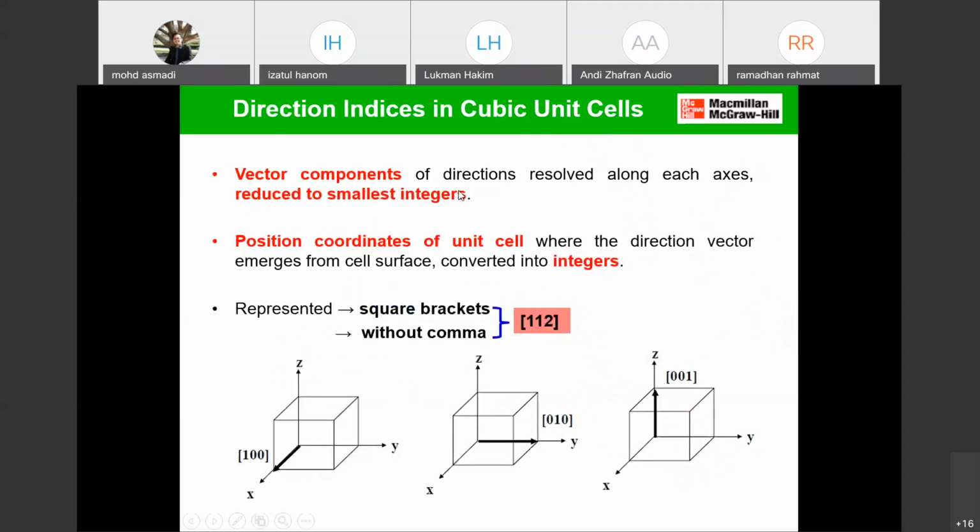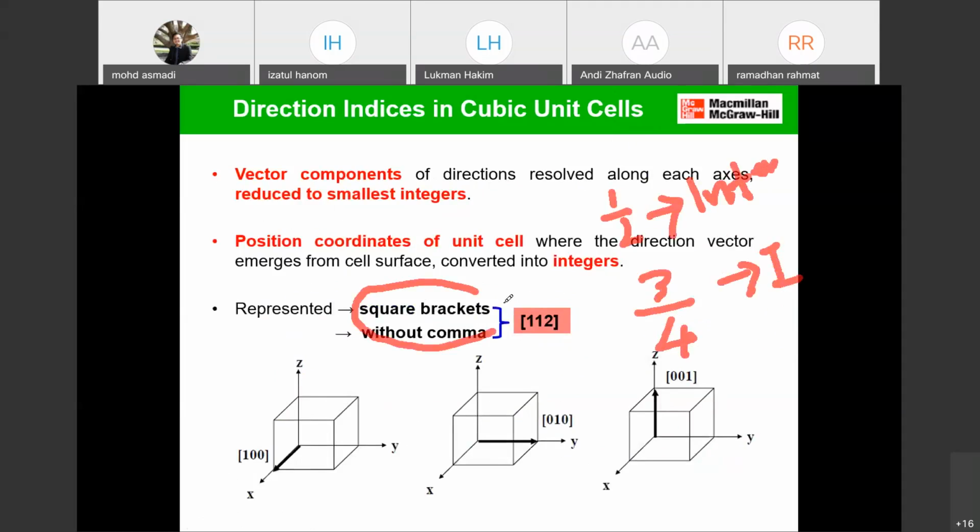In the cubic unit cells, the vector components of a direction are resolved along each axis and reduced to the smallest integer. If your answer is in fraction form, like 1 divided by 2 or 3 divided by 4, you have to convert it into integers. You have to remember that. And generally we represent it in square brackets without commas.